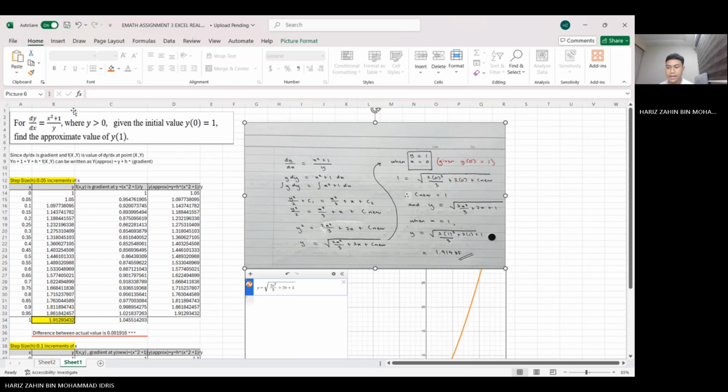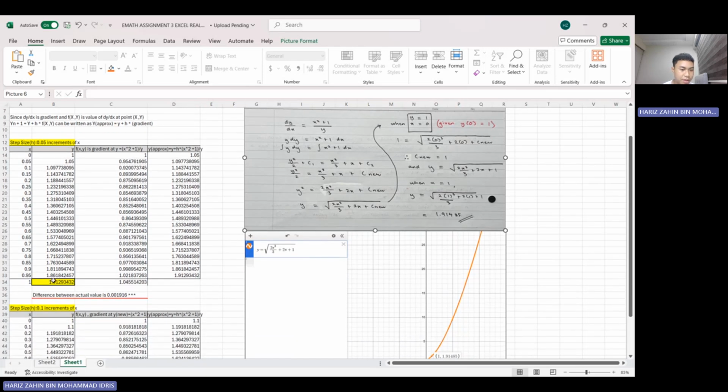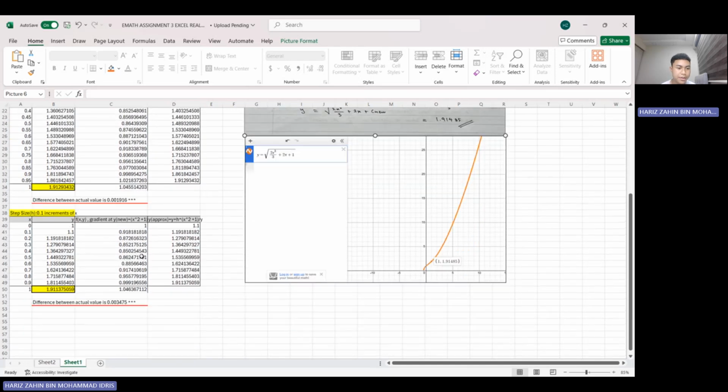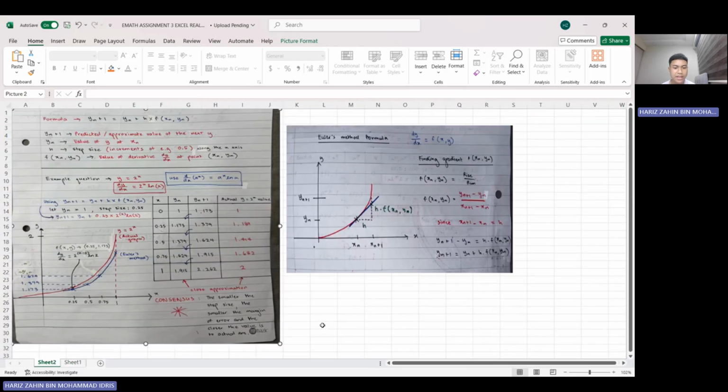I tested it with a step size of 0.05 increments of x, and I've gotten the approximate value of y = 1.91293432. The difference from the actual value is 0.001916. For the step size of 0.1, I get a value of 1.911375, which is 0.003475 different from the actual value. So we can conclude that the smaller the step size, the smaller the margin of error and the closer the value is to the actual answer.